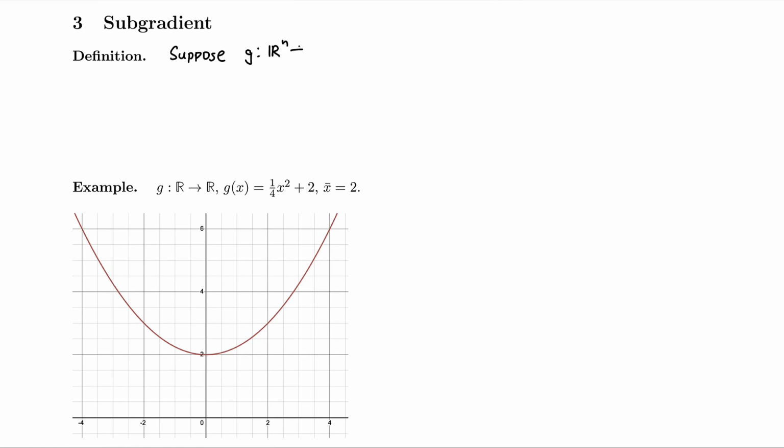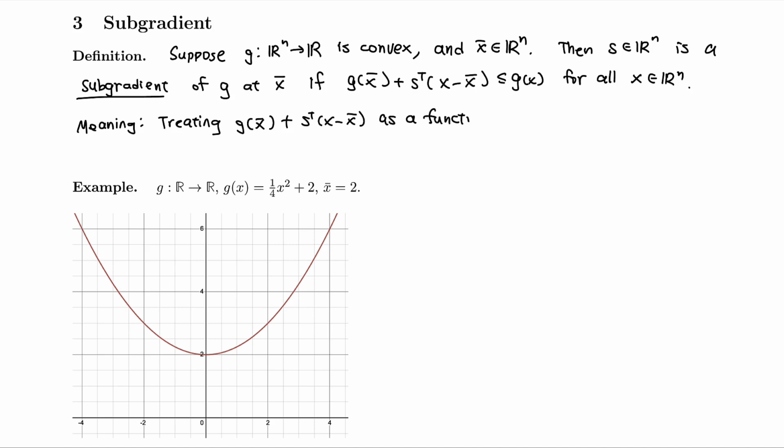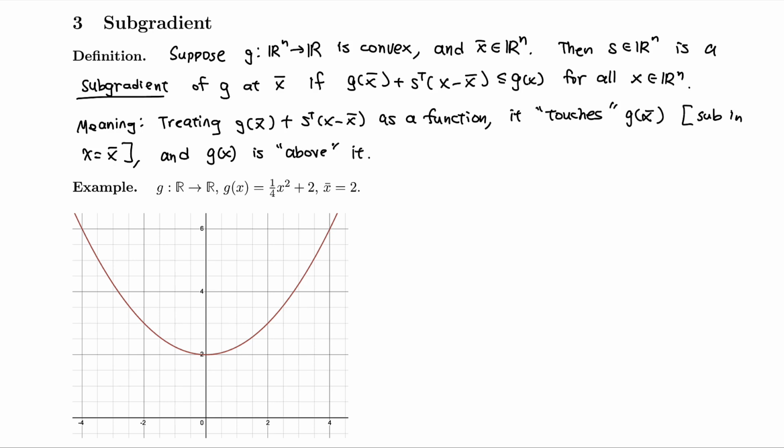Suppose g is a convex function, and x bar is in the domain of g. Then, the vector s is a subgradient of g at x bar if g of x bar plus s transpose times x minus x bar is at most g of x for all possible points x in R^n. This looks like a bizarre inequality, but the meaning is that if we treat the left-hand side of the inequality as a function, then it touches g of x bar. We substitute x equal to x bar in the inequality, and we see the left-hand side and the right-hand side are the same. And g of x is above this function.